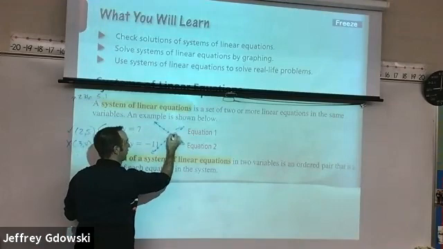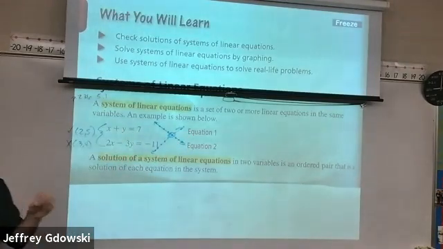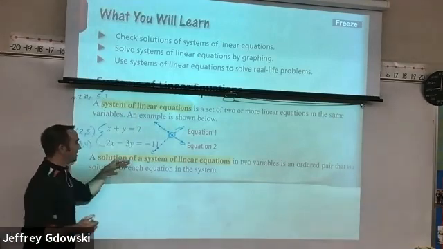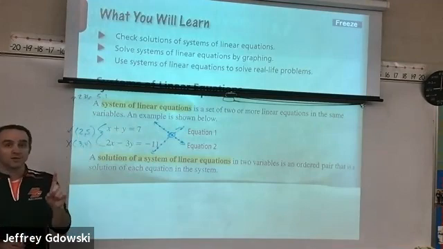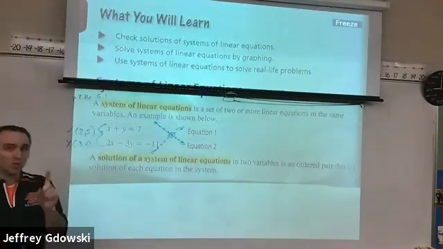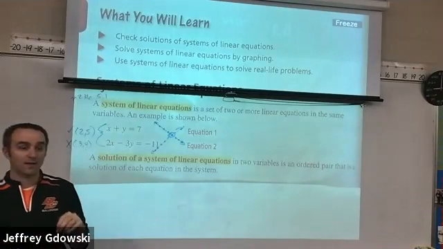They're going to be part of that line. I can do the same thing with this one. On this one, if I have that line, I'm going to have a whole bunch of ordered pairs that are going to work for that bottom one. But there's only one ordered pair that those two lines are going to share. And that's the solution. So when we talk about a solution of a system of linear equations, there's only one solution. There's only one ordered pair that's going to work in both of those equations.